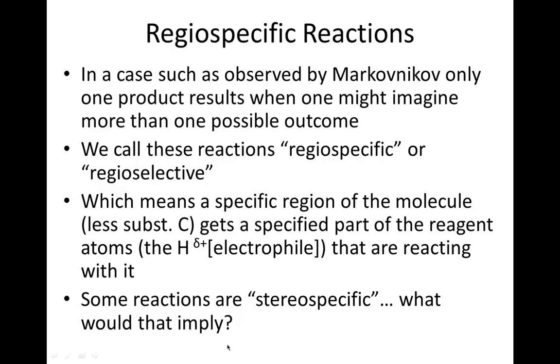Sometimes you can also have reactions which are stereospecific. So what do you think that means? It's kind of the same thing, only instead of specifying who goes where, you're talking about the outcome in terms of stereochemistry or 3D results. If you could observe either an R or S outcome and you only get R, then that's a stereospecific reaction.